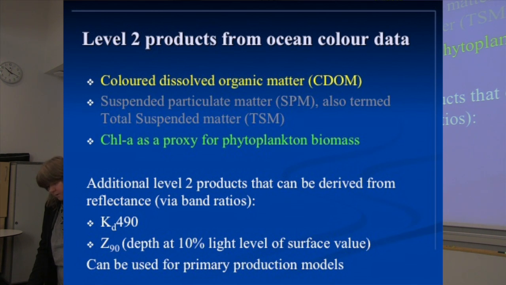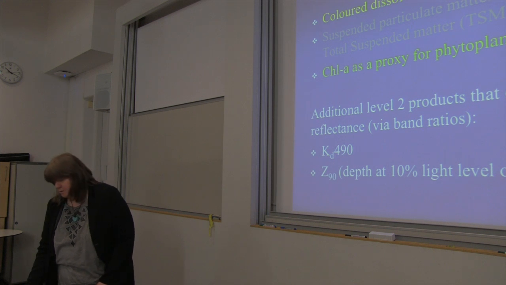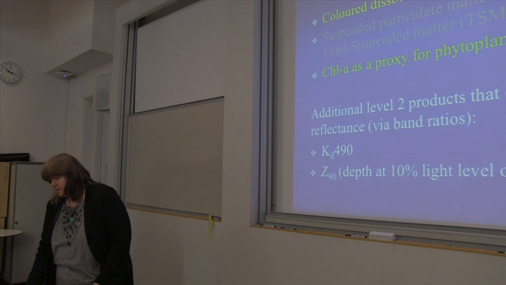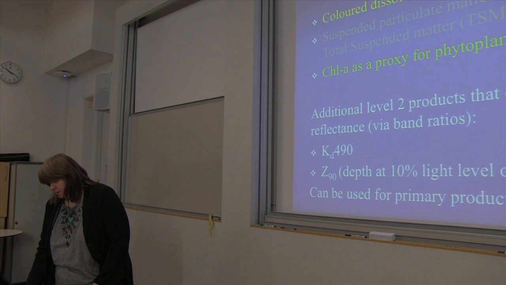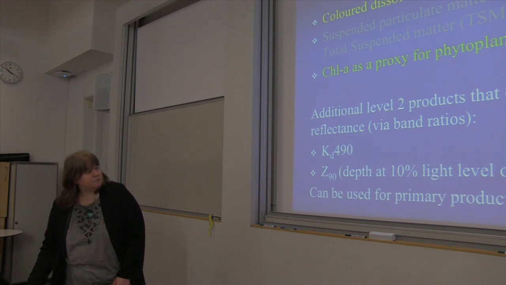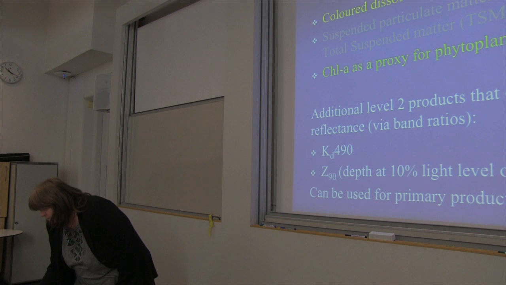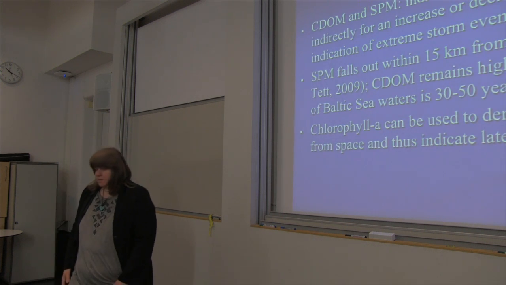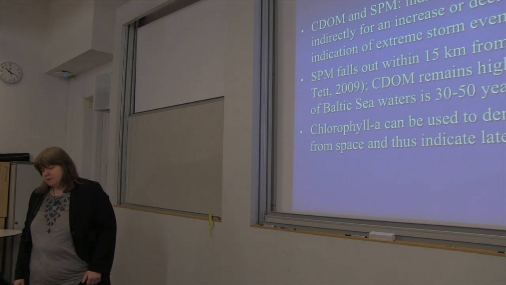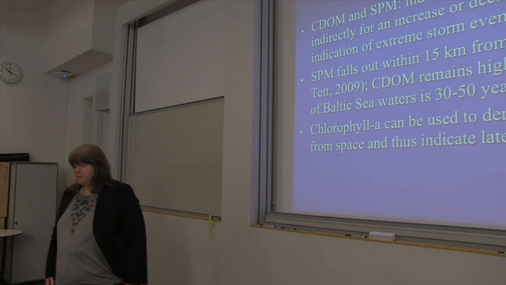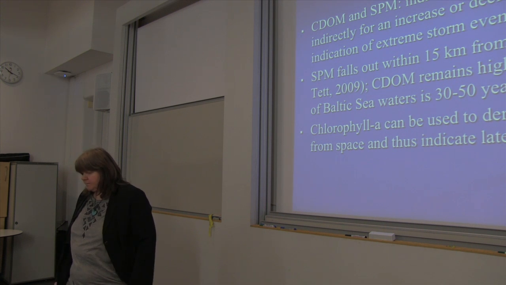We can also derive additional products from reflectance, and this is KD490, the diffuse attenuation coefficient, and Z90, which is the depth at which 10% of the light level remains of the surface level. And these can be used for primary production models. So these can be used as indicators for water quality.